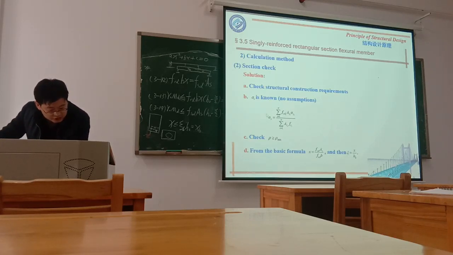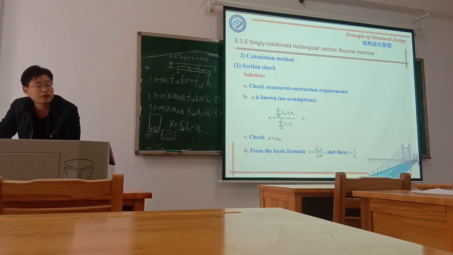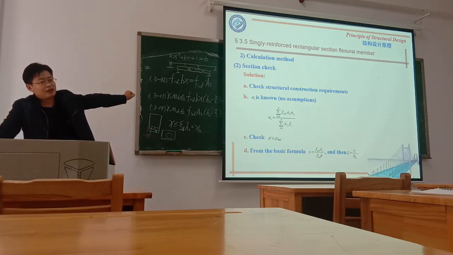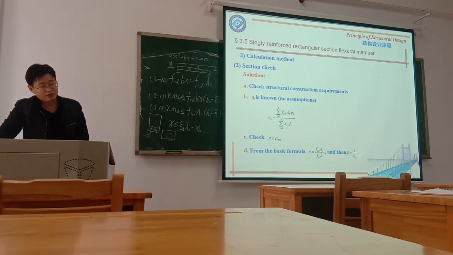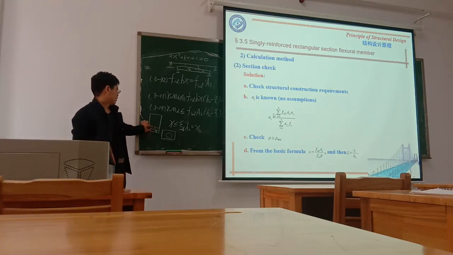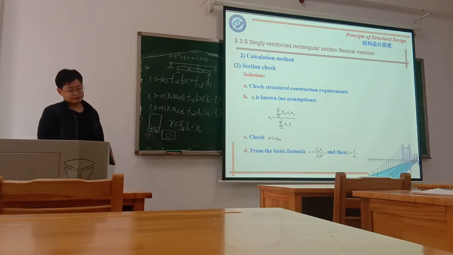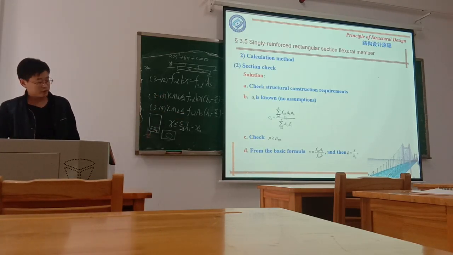This equation is how to calculate As. We have introduced this before. I'm not sure if you still remember or not. Remember? Okay. So if you have 2-layer steel bars or 3-layer steel bars, how to calculate As according to this value.